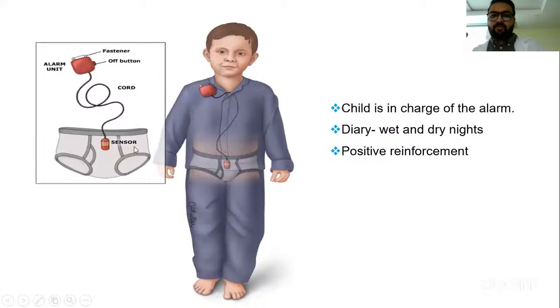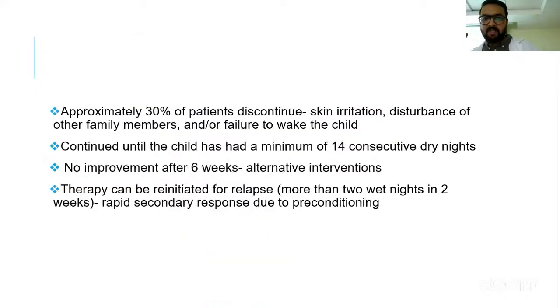The sensor is attached to the undergarments, which is attached to a cord, and this can be connected to an alarm unit or a vibrator. The child is in charge of the alarm, although initially parents may need to awaken the child, and a diary is maintained for wet and dry nights. Positive reinforcement should be given to the child for dry nights and for successful completion of the steps.